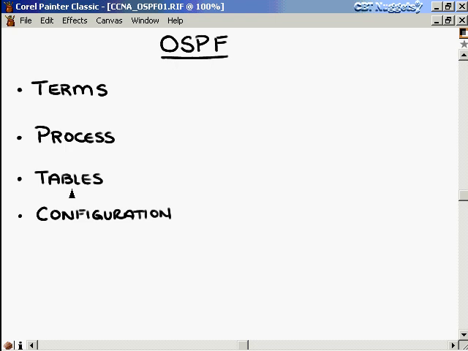So in this section, we talked about how we're going to use that SPF algorithm to get from a topology table, a view of all possible paths, into a view of the best possible paths with our routing table. And then we just talked about configuration commands.